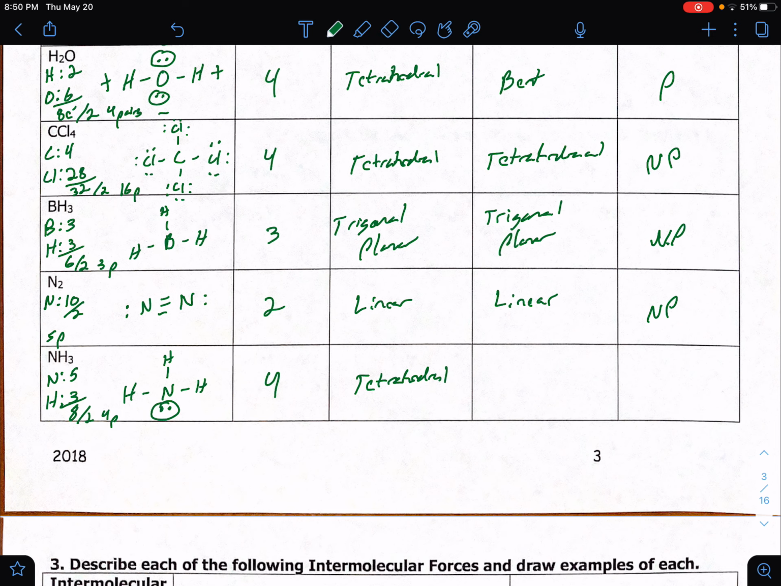I have 1 unbonded pair, so you're looking for that 1 balloon. So that's going to be trigonal pyramidal. And this is not perfectly balanced. You have this big negative electron pair right there, so this is going to be polar.